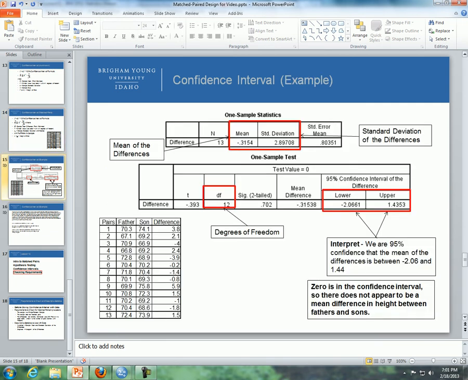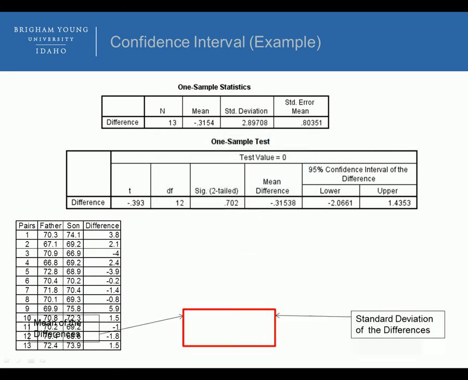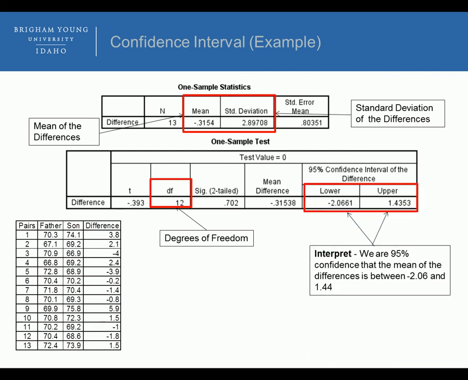Here's some example output. This is similar to what you see in Excel, but this is SPSS output. You can get the mean of the differences and the standard deviation of the differences. That's the descriptive statistics, which I'll talk about later. You can get the degrees of freedom here, which in this case is n minus 1, which is 12. And then here's where you can get your confidence interval.